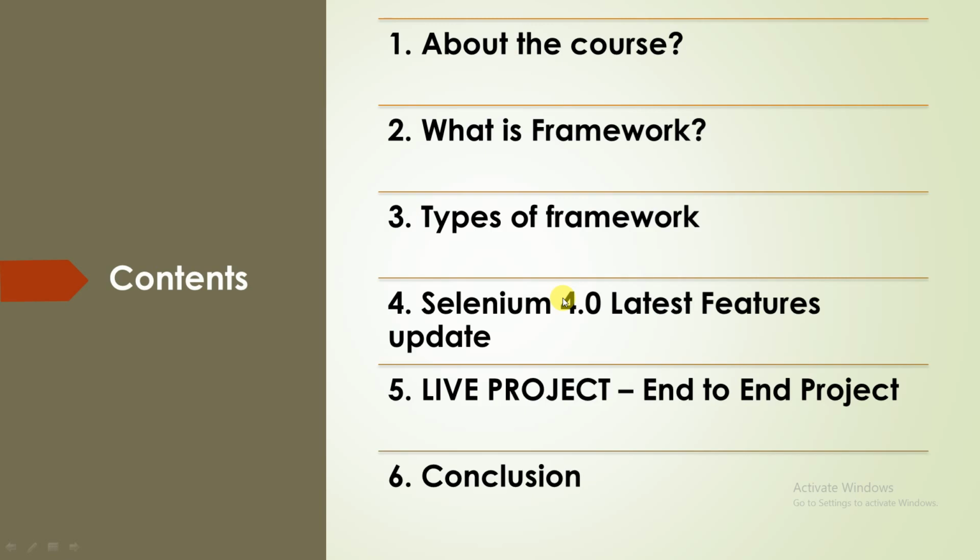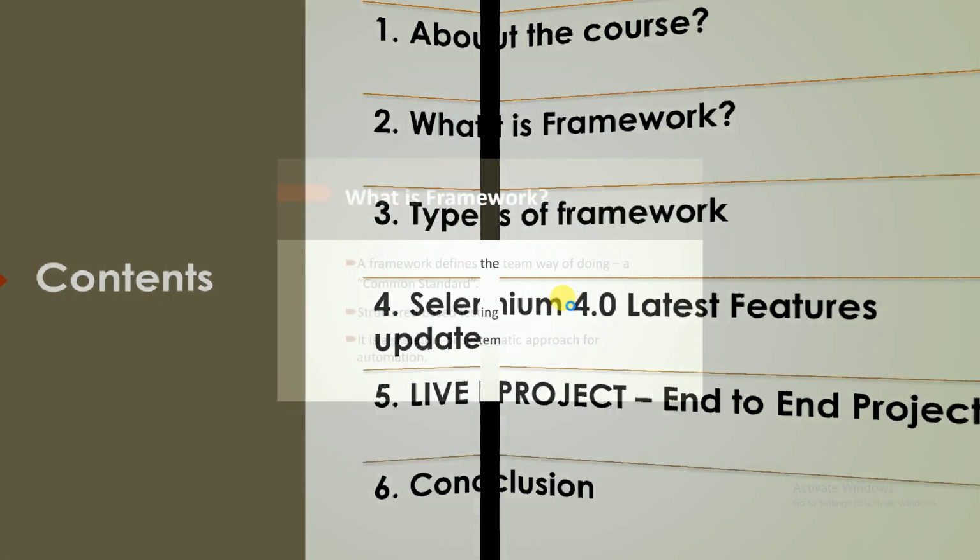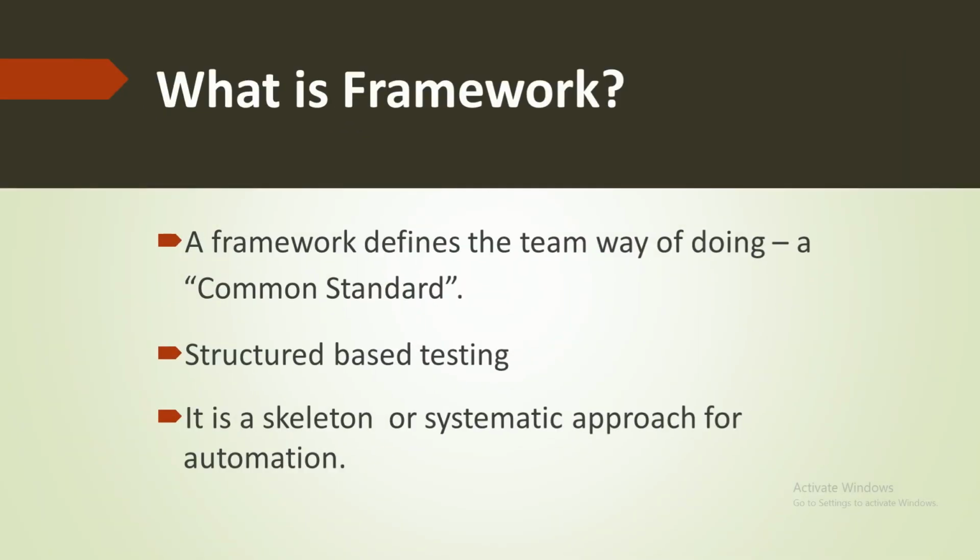So in short, in the framework definition theme, a framework defines the team's way of doing things, right? It's a common standard. We are working as a team, and we should follow one common standard, and that is what is called a framework, or we can say that it is a systematic approach for your automation project.